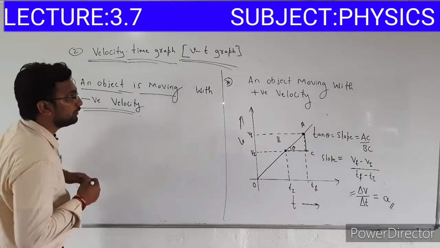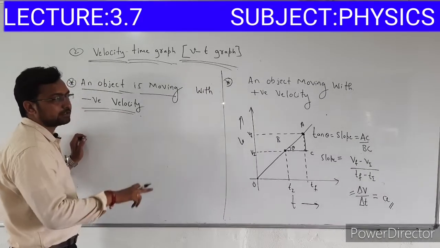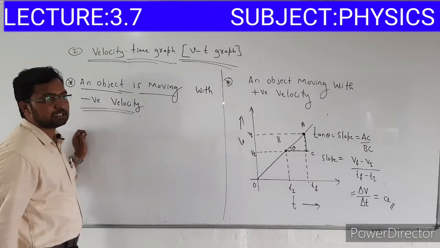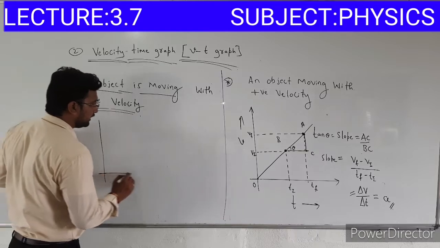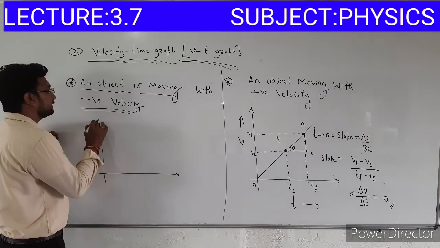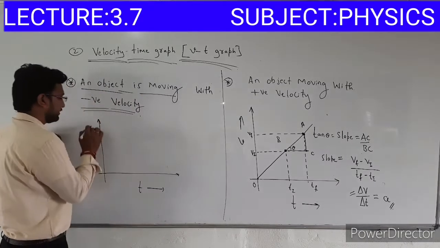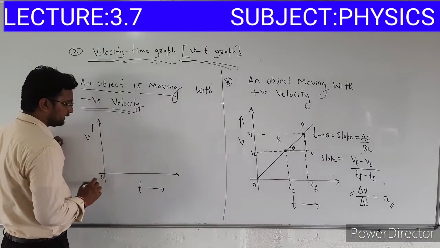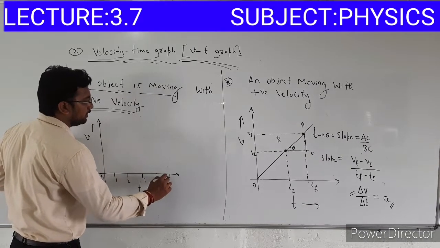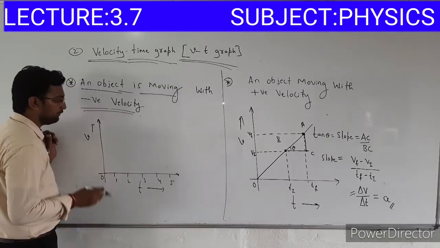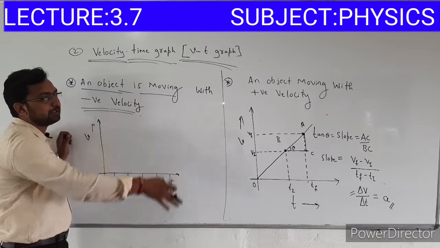An object is moving with a negative velocity. Negative velocity means the velocity of an object decreases with respect to time. Here, this is the velocity v, and this is the time taken along the x-axis. At 0 second, 1 second, 2 seconds, 3 seconds, 4 seconds, and so on to the 5th second. So negative velocity means the velocity of an object decreases with respect to time.